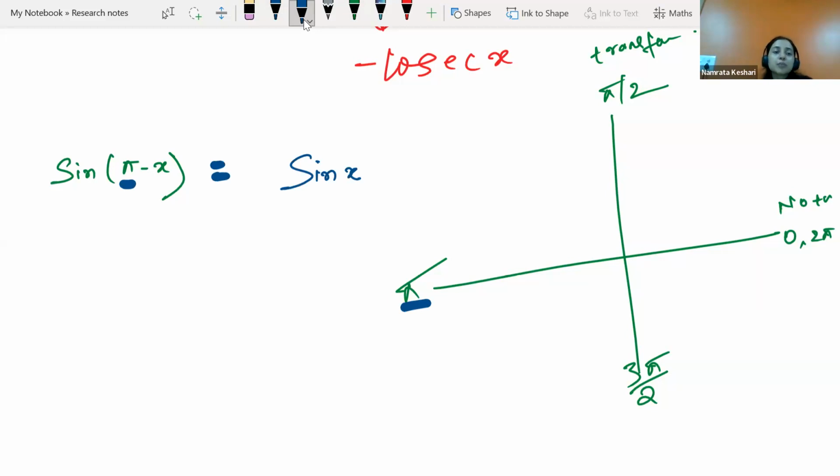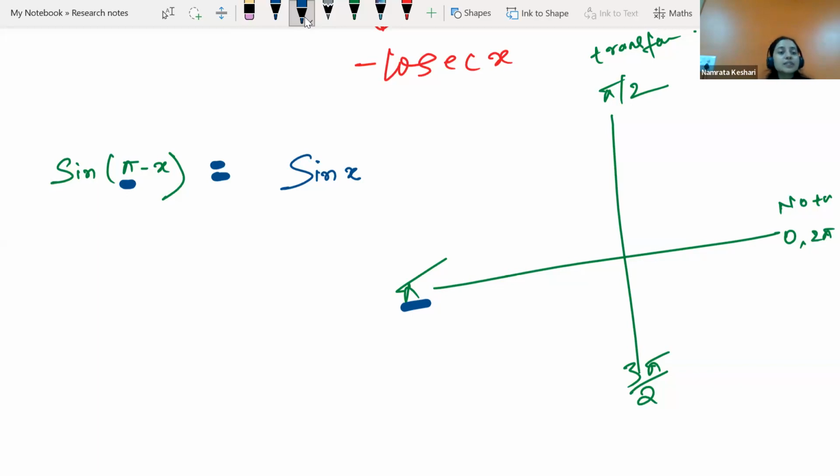Now the question is whether it will be positive or negative. So now we have to think. Pi minus x is lying in which quadrant? Third. Is it third? Think about it. Pi means 180. 180 minus x. Second quadrant. It's still lying in the second quadrant. Pi by 2 plus x is in the second quadrant, pi minus x is in the second quadrant.